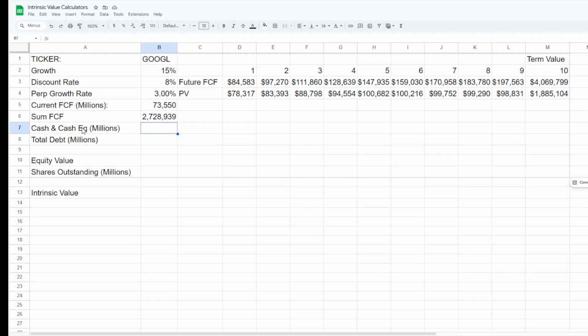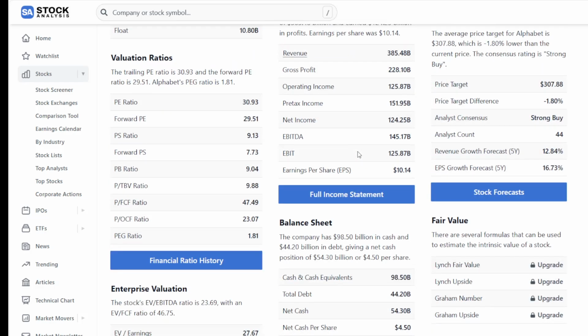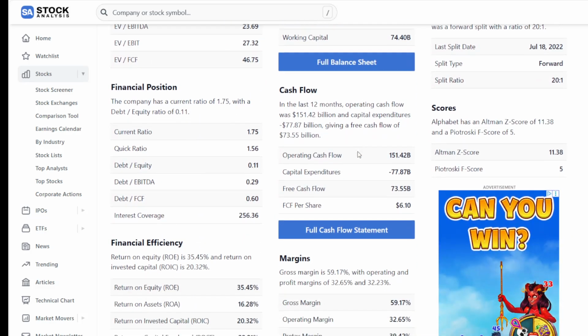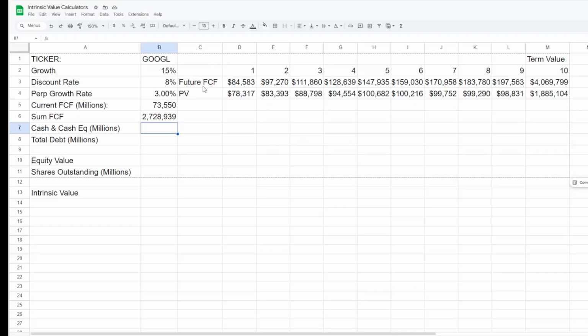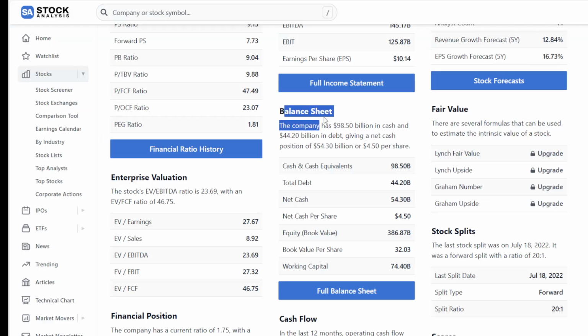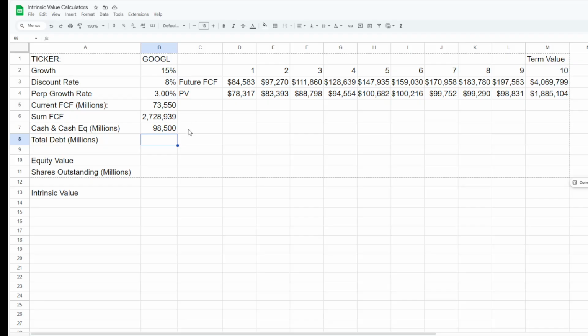Okay. Now, cash and cash equivalents. This is something that we also need to pull from stockanalysis.com. So here on the stats page for Google, I come down here to balance sheet. Cash and cash equivalents, Google currently has $98.5 billion in cash and cash equivalents. So I'm going to, again, convert that to millions. So I'm going to call that 98,500. Total debt, how much money do they owe? That is also in the balance sheet of Stock Analysis's stat sheet on Google. Total debt, 44.2 billion. We're going to convert that also into millions, 44,200.